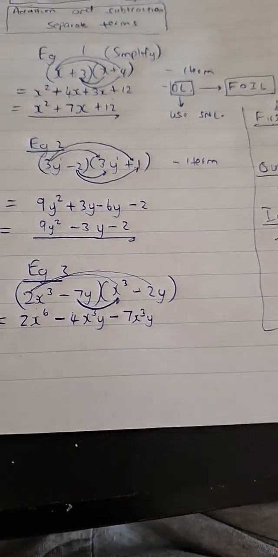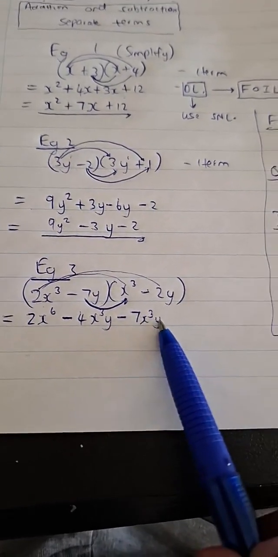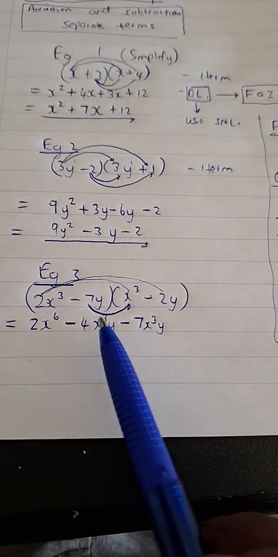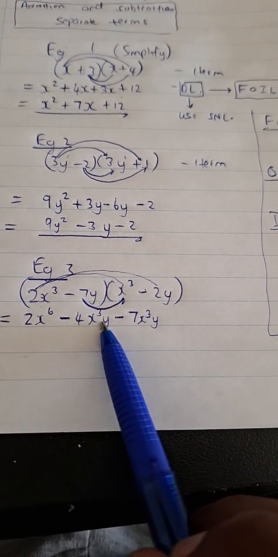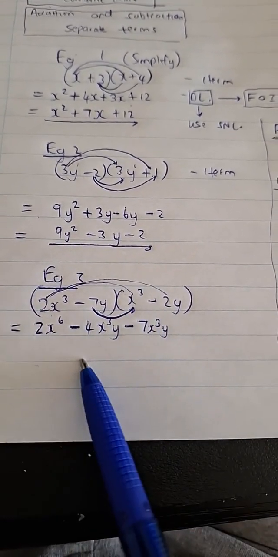Your brain should know that these are like terms, even if you had written y x to the power 3, because the order in which you place these letters when they are combined by a multiplication sign doesn't really matter. It still means these are like terms.